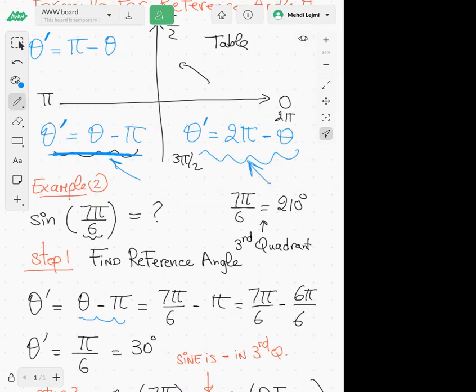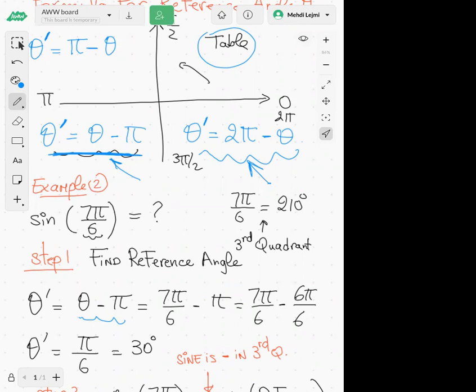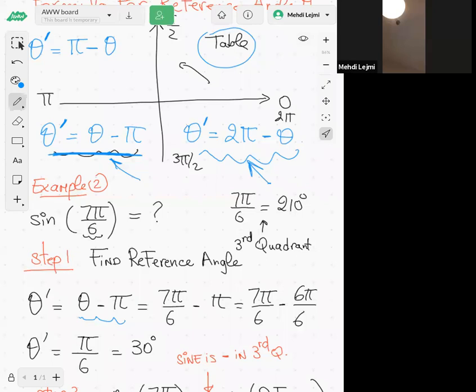And what about quadrant 1? In quadrant 1, I'm just going to use the table, right? Because we have the table for the cosine and sine for special angles between 0 and 90 degrees. That's your first quadrant. You have the table for that. There's no reference angle for angles in the first quadrant.